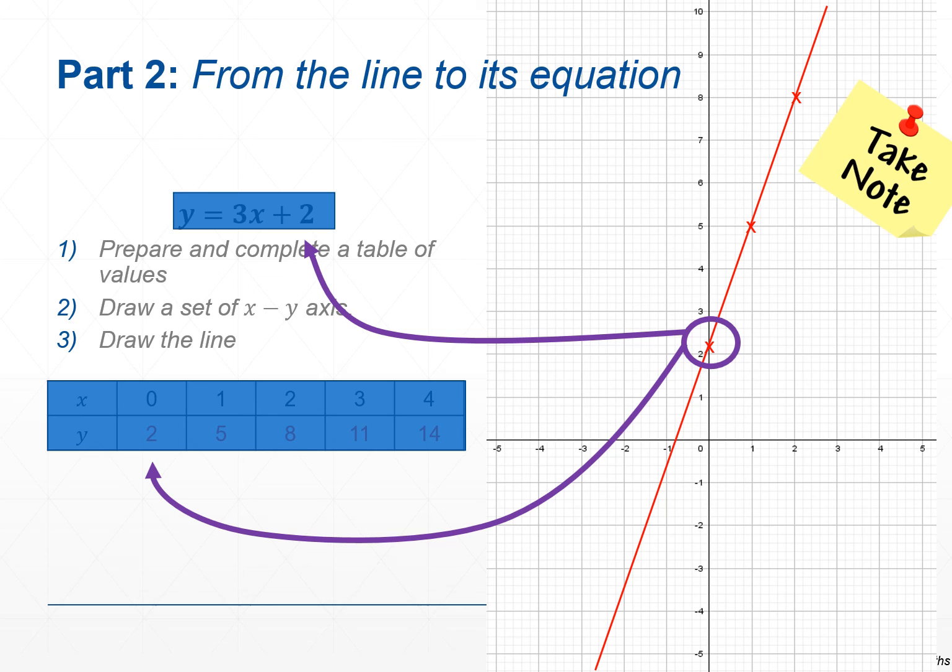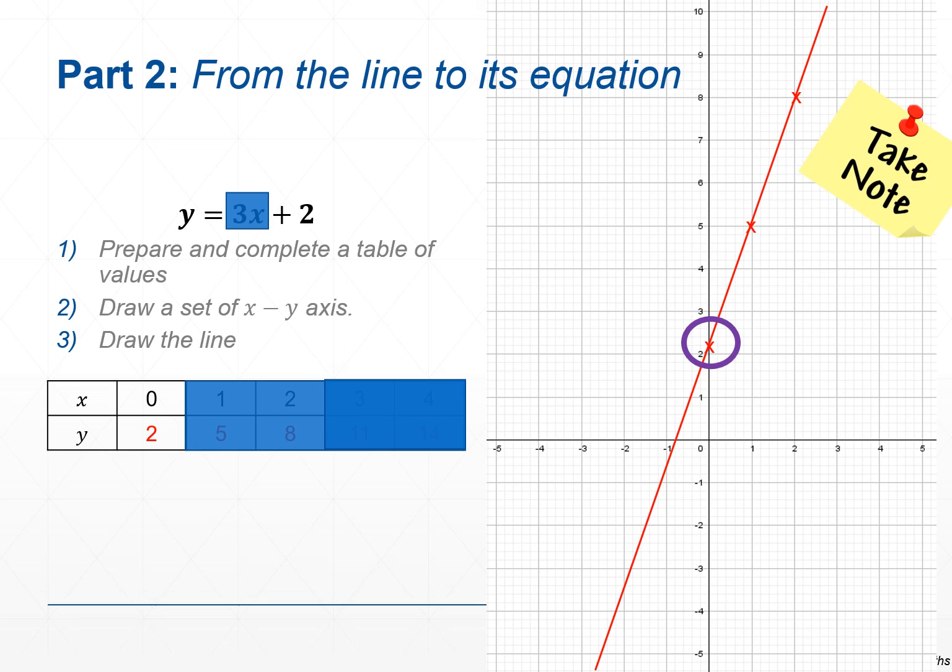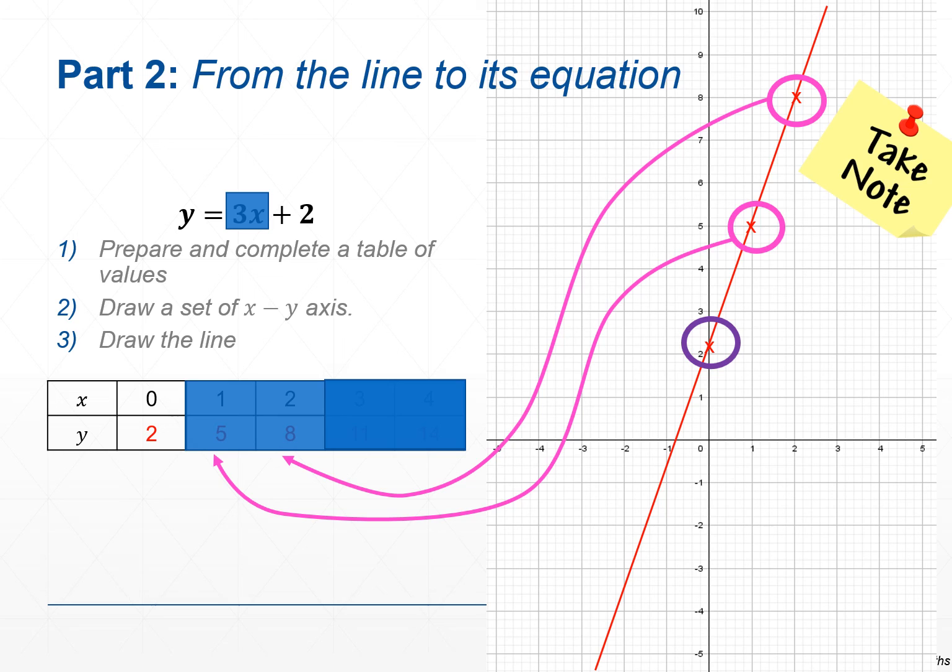So I can see that my first point would be 0, 2, and then the next one would be 1, 5, and then 2, 8. And once you have your table of values, you go back to what you know. And that's what maths is about. It's about just finding a way to go back to something that you know. So you can have a go at a few examples afterwards. But if you have done all of that, you're in a good place to then continue your learning.